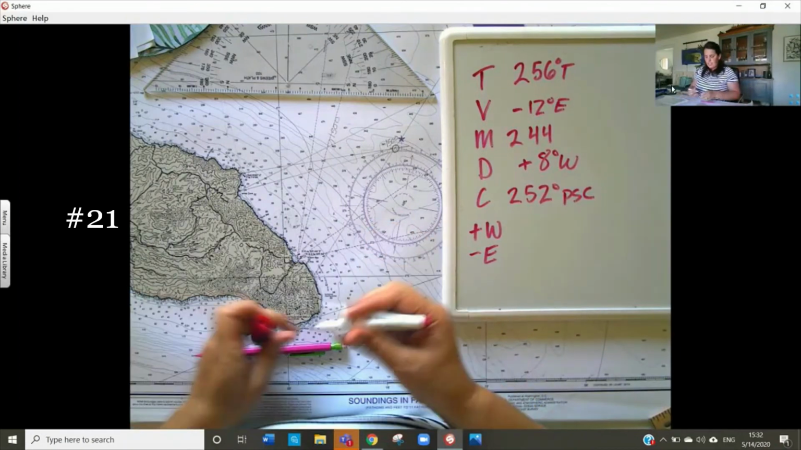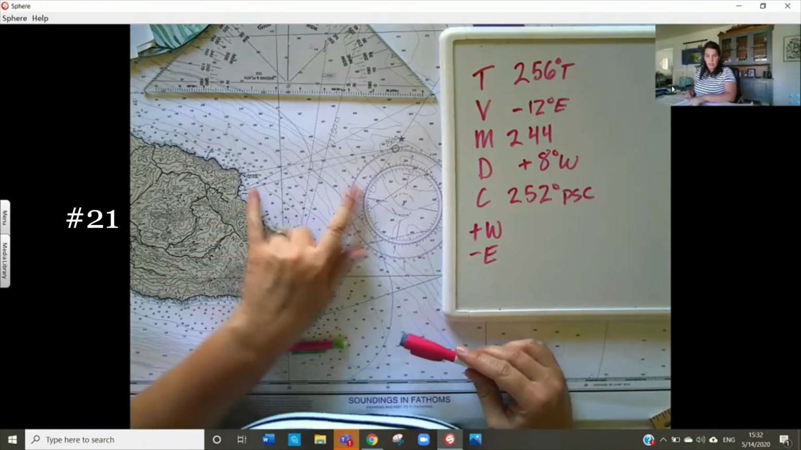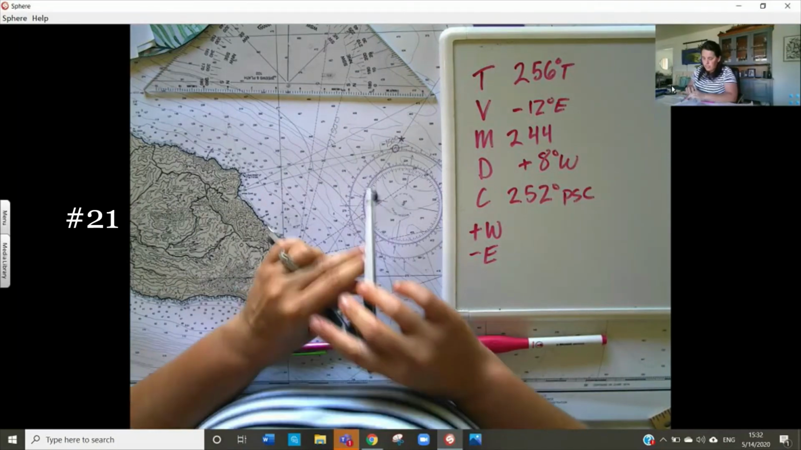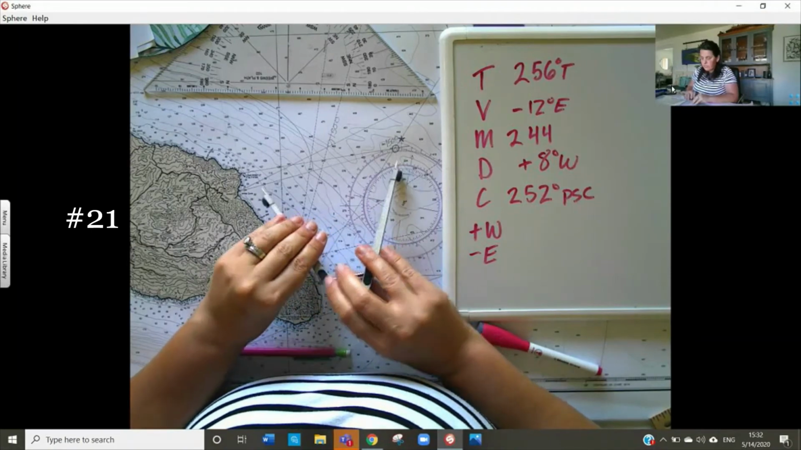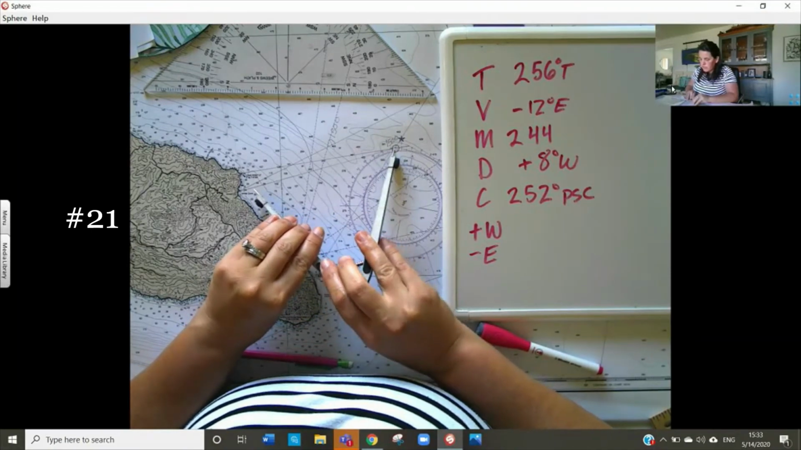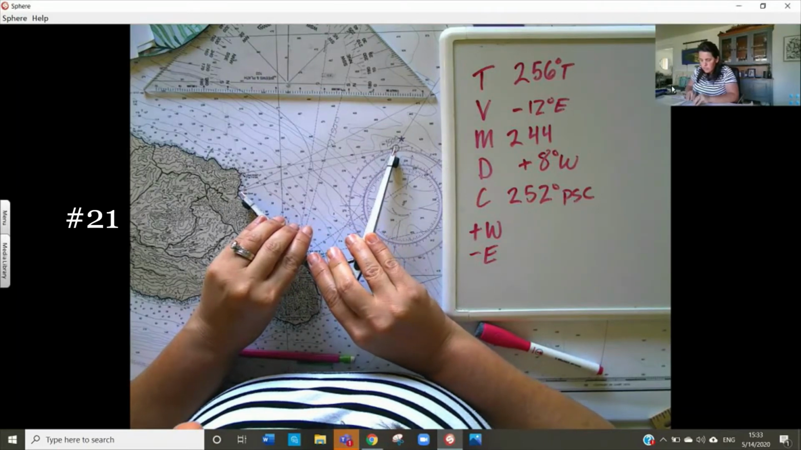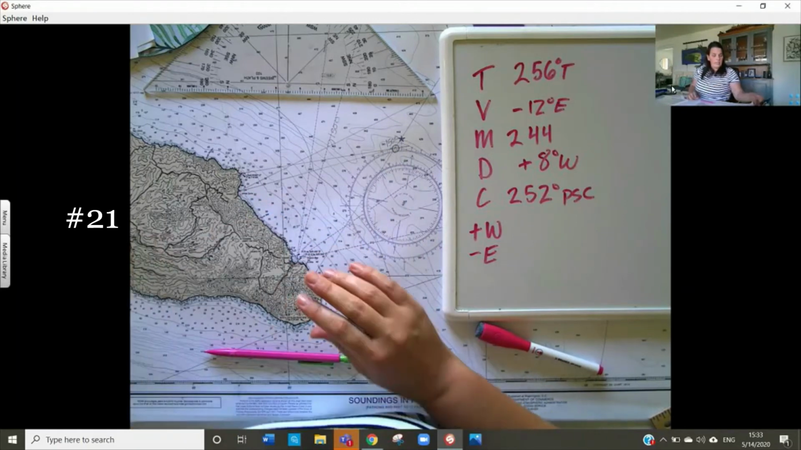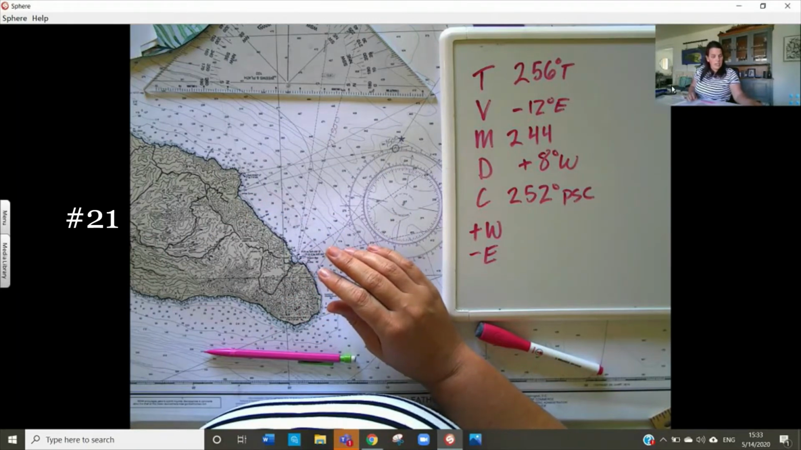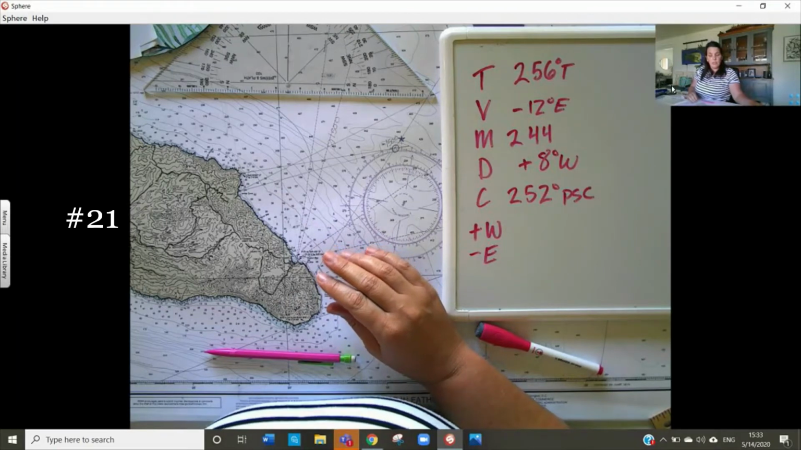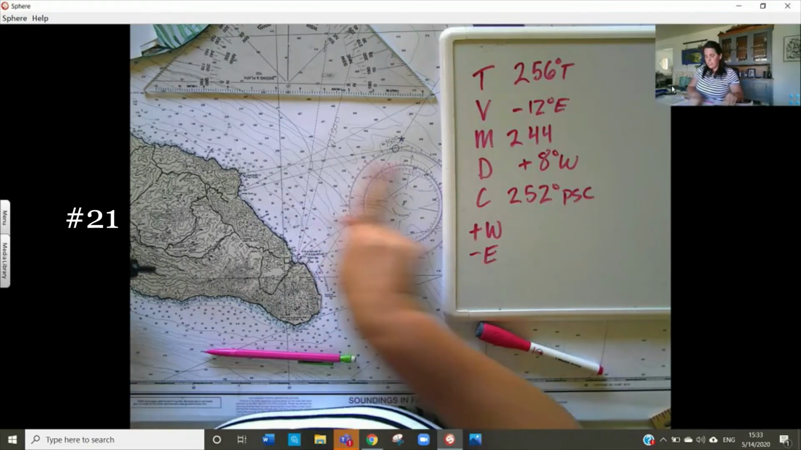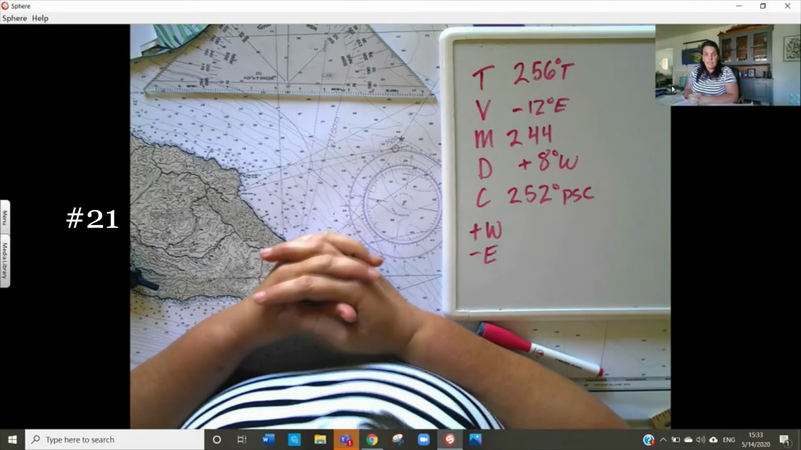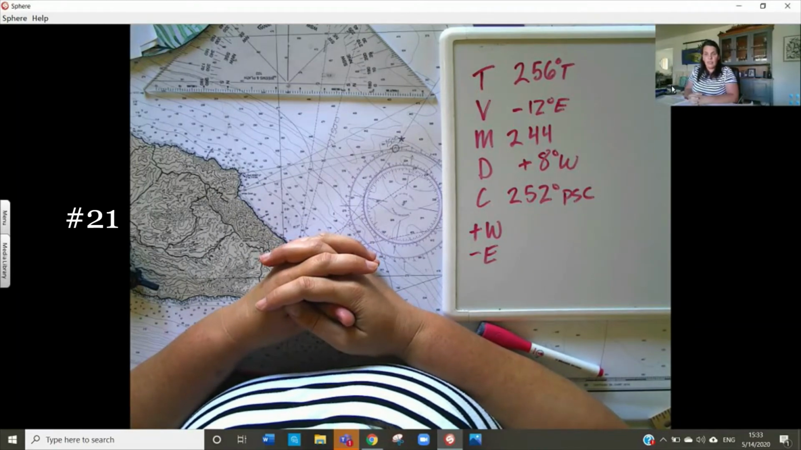And then it also asks us how far away are we from our anchoring position at White Cove. So we just use our dividers and measure our distance. I have 6.8 nautical miles. So our distance to go is 6.8, and we have our new course to steer. So that's it for day 2. Now we're going to move on to day 3.